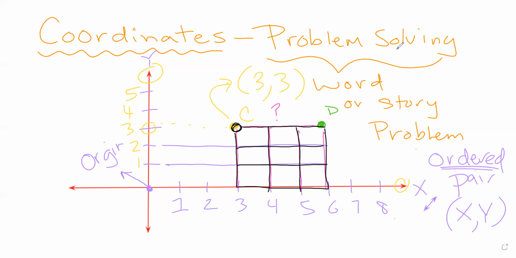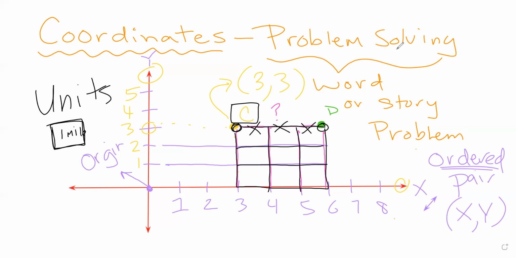If I'm here and I go here, I'm moving 1, 2, 3 units. In this case, those units are just a square, so square units is something we could say. But a unit could also mean that maybe each square is a mile. So C is my house and D is the school. The distance between the two is 3 miles, because it's 3 units and each unit equals a mile.